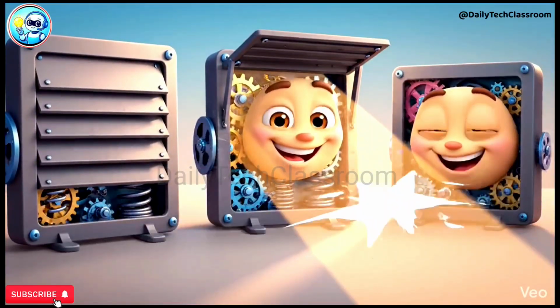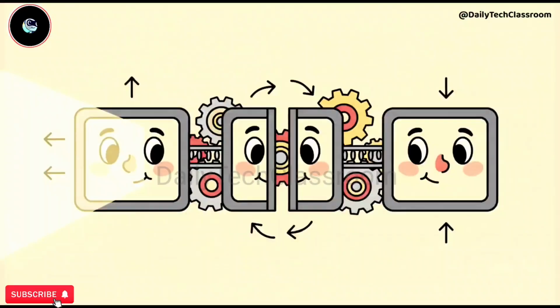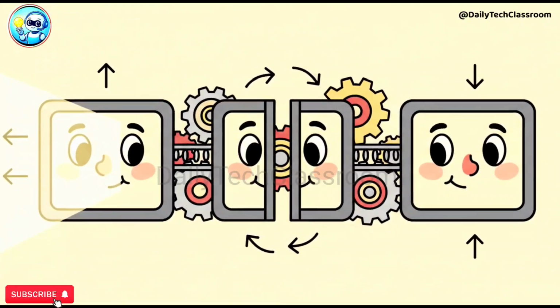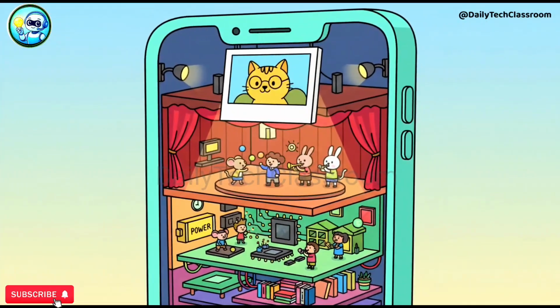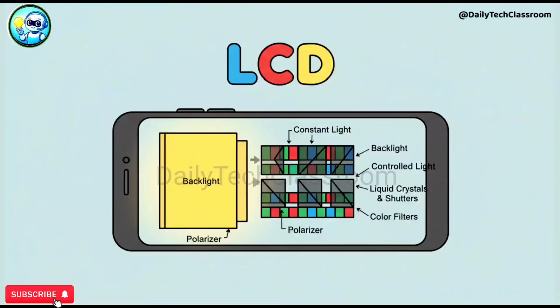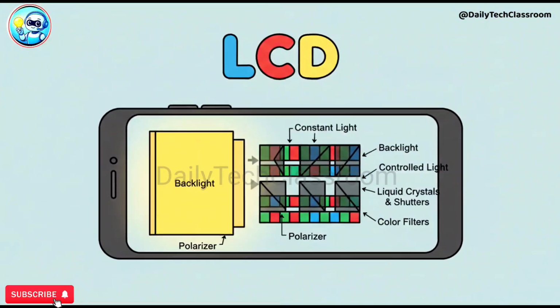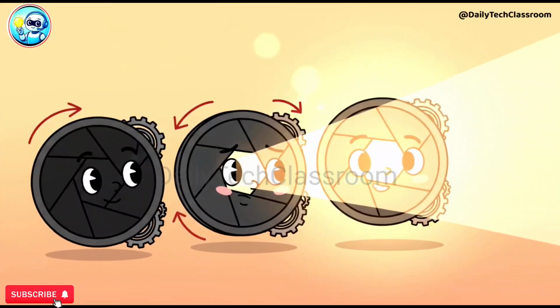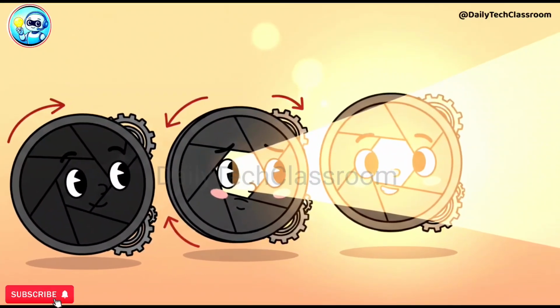Now, the difference between OLED and LCD is really just about how those light bulbs get their power. And once you understand that, everything else makes sense. Let's start with LCD, because that's the older technology. LCD stands for Liquid Crystal Display, but don't worry about that name. Here's what you need to know.